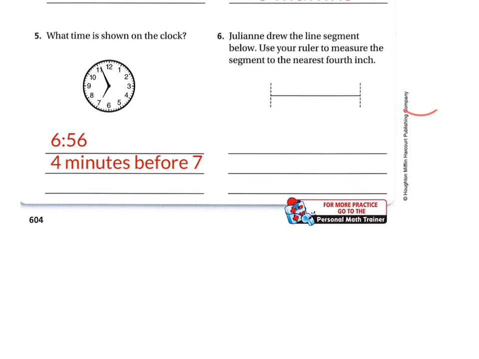The answer to number 5 is 6:56. I'm assuming that most of you wrote it like this in numbers, 6:56. But we've been talking a lot about how we can write and say times in different ways. So another way to say 6:56 would be 4 minutes before 7. So if you wrote it differently than the standard form like that, that would be acceptable as well. I guess you could also technically say 56 minutes after 6, but not many people would say that.